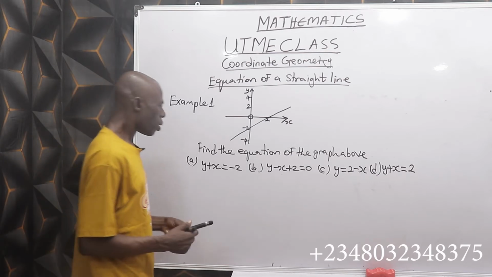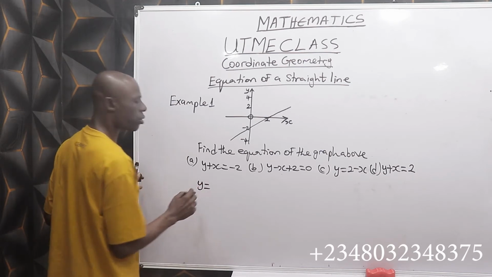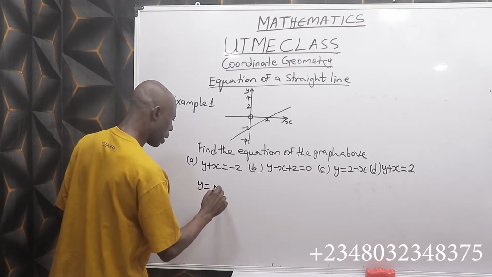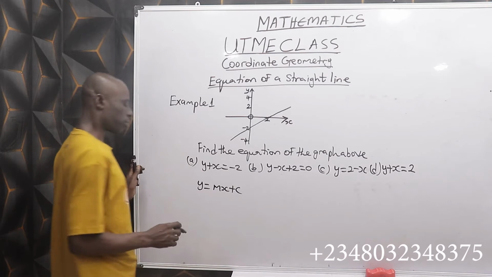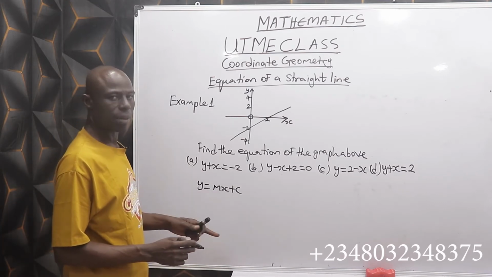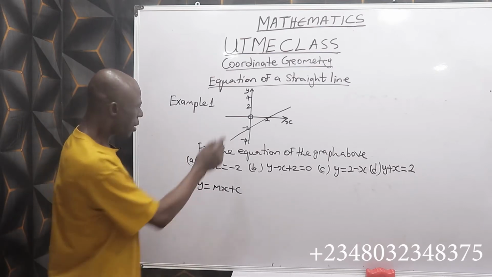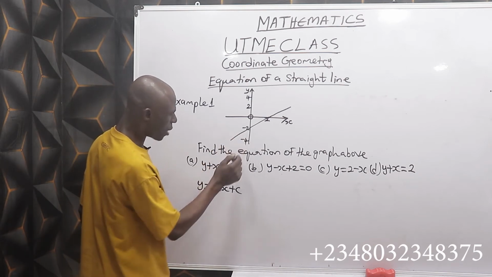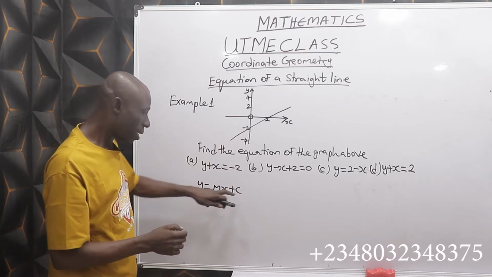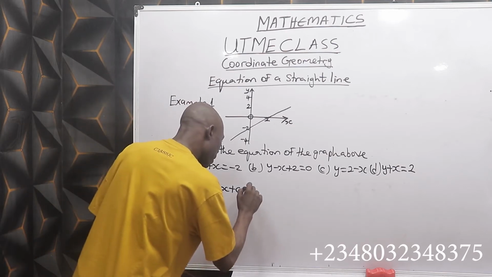It's simple. You just need, first and foremost, to write out the general straight line equation, which is y equals mx plus c. Don't forget that this c is the y-intercept, the point where the graph cuts y-axis. If you look at it on the board, the place where this graph cuts y-axis is at minus 2. That means that c will definitely be minus 2.